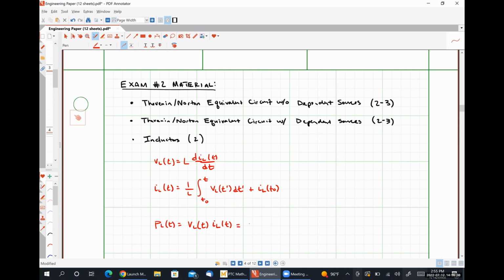Also expect you to be able to apply L times IL times dIL by dt.